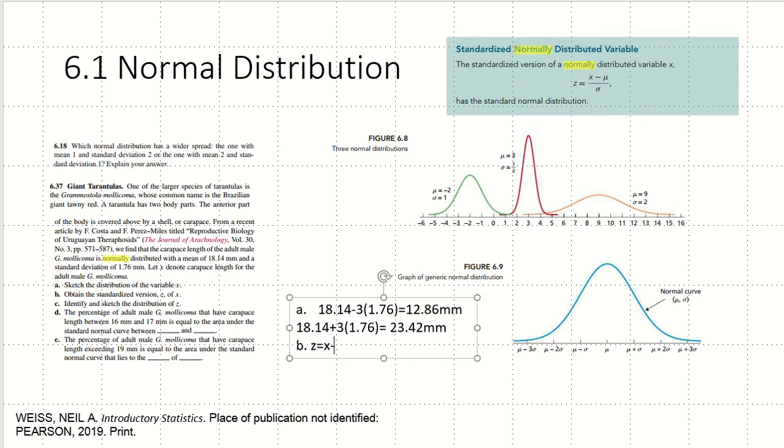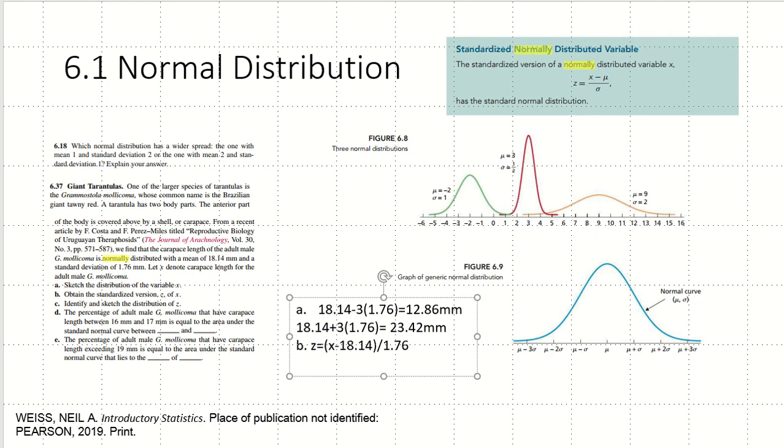minus mu, which is 18.14 millimeters. We'll put these in parentheses, divided by the standard deviation, which is 1.76 millimeters, and that's part B.